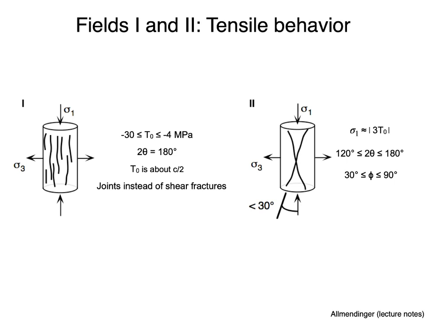Field 2 is the transitional tensile behavior. This occurs when sigma 1 is about 3 times T0. Fractures form at 30 degrees to parallel to sigma 1, so 2 theta is from 120 to 180 degrees, and phi is from 30 to 90 degrees.